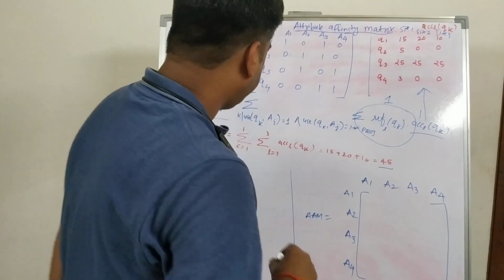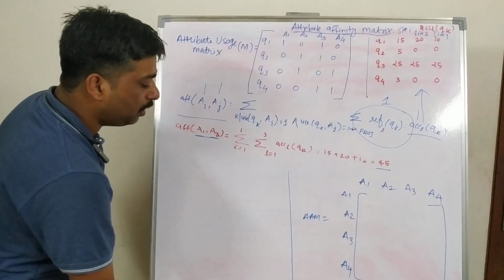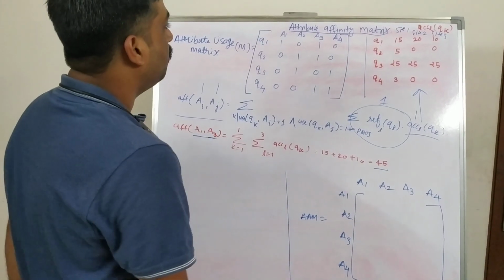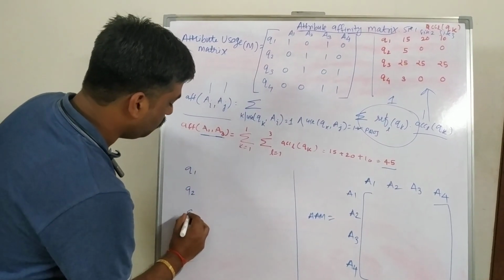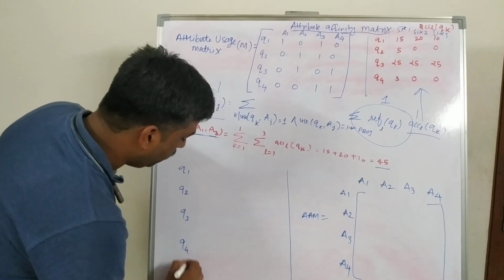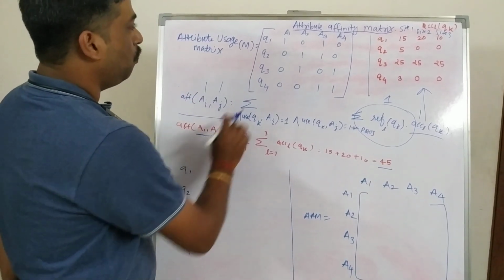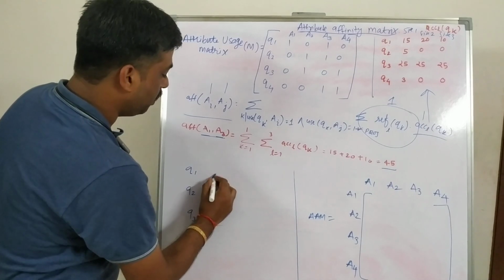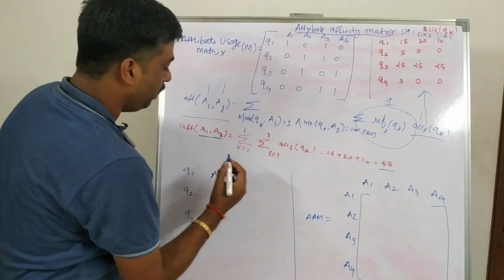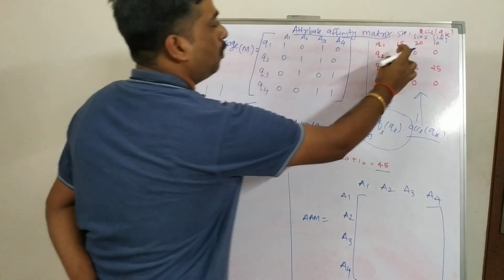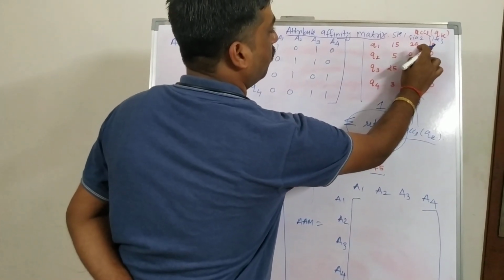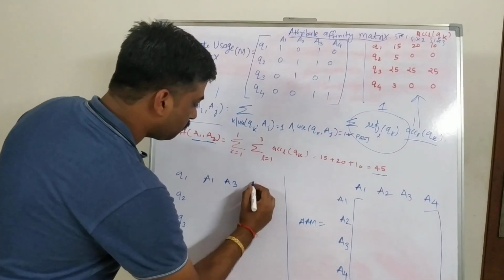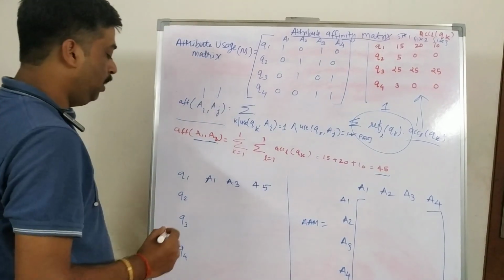Here we will be creating an intermediate table wherein we will write like this: Q1, Q2, Q3 and Q4. So Q1 accesses attributes A1 and A3, and the total sum for the Q1 for all the sites is 15 plus 20 plus 10 comes out to be 45.